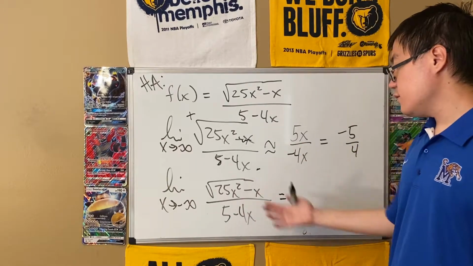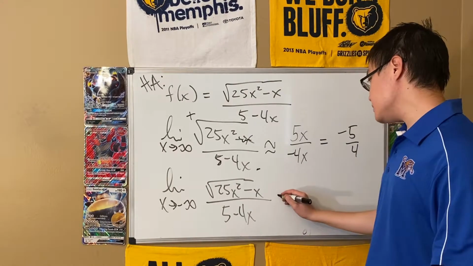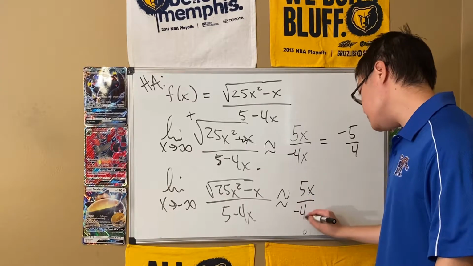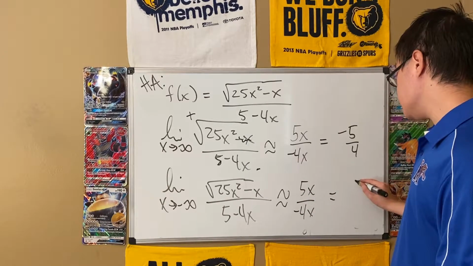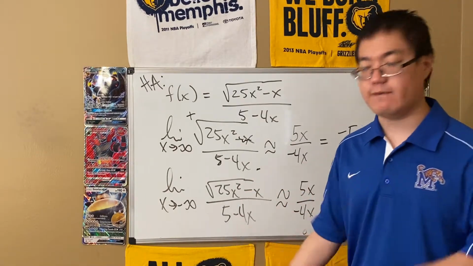But this one, to negative infinity, is almost the same exact thing. You're going to get something like 5x over -4x. So you might be thinking, well, the answer again is 5/4. But again, we have to be careful with negatives.